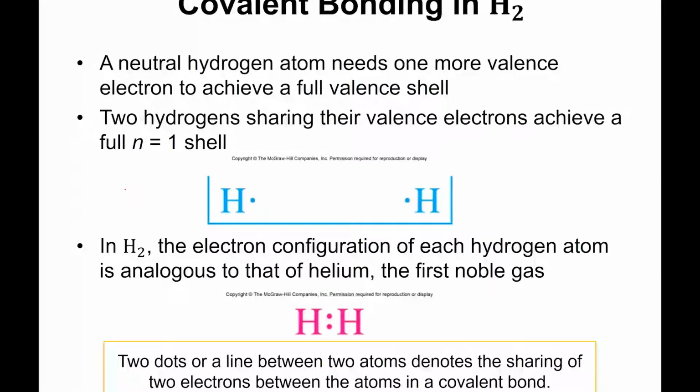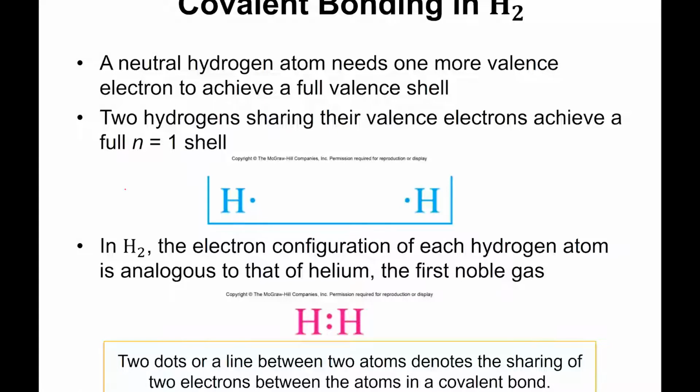So here's an example with our hydrogen. A neutral hydrogen atom needs one more electron to achieve a full valence shell. If you look at the periodic table, the next noble gas at the end of its row, which denotes what its full shell should look like, is helium. Helium has 2 electrons in it. Hydrogen only has 1. So again, it wants to gain an electron to fill its shell.